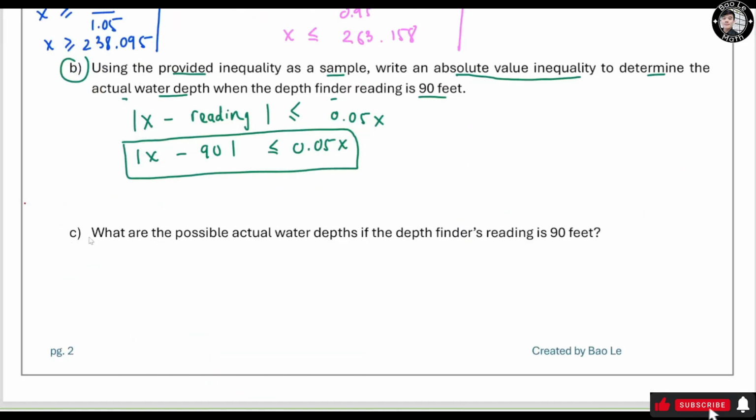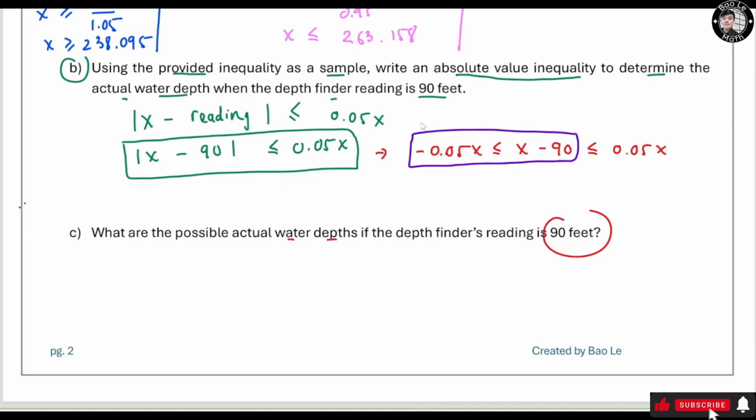Now let's move on to question C. What are the possible actual water depths if the depth finder's reading is 90 feet? So basically, we just solve this absolute value inequality from question B, right? So this is the same thing as negative 0.05 S less than or equal to S minus 90 less than or equal to 0.05 S.